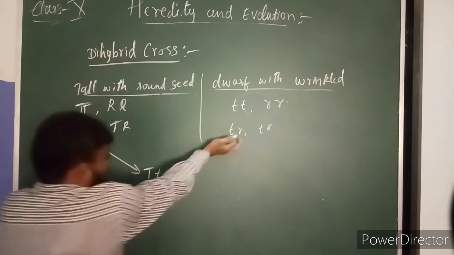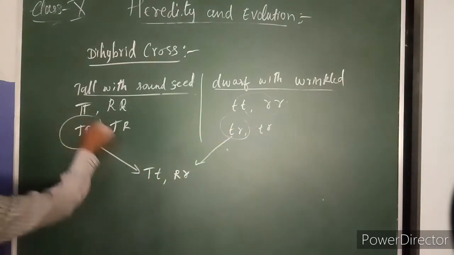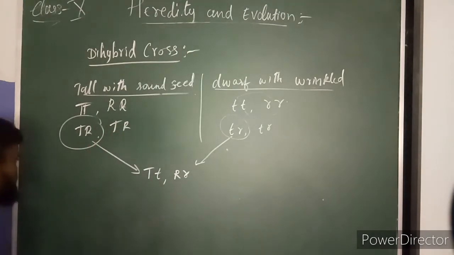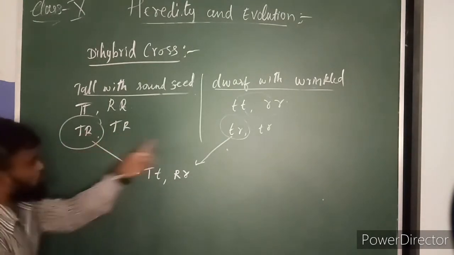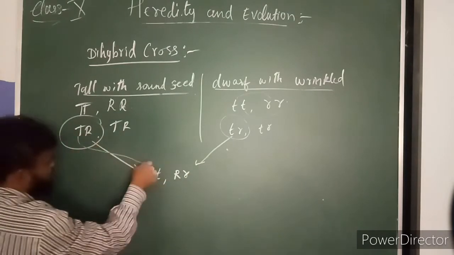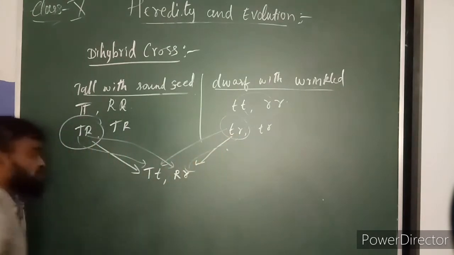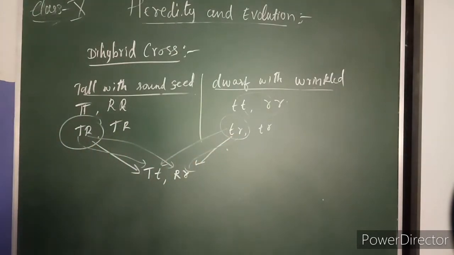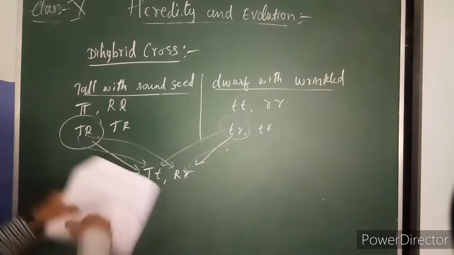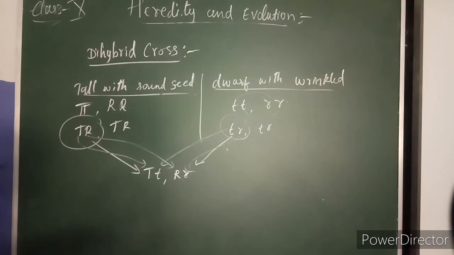After that we are comparing this part and this part. Anyone can take this part or this part, both are the same. First capital T we are taking, then small t here. See, capital T, small t, and capital R and small r. That is the F2 generation we are taking here. So what do we get if the gametes combine? All are tall with round seeds, and that is the F1 generation.